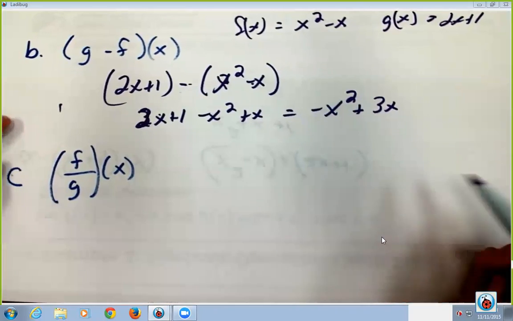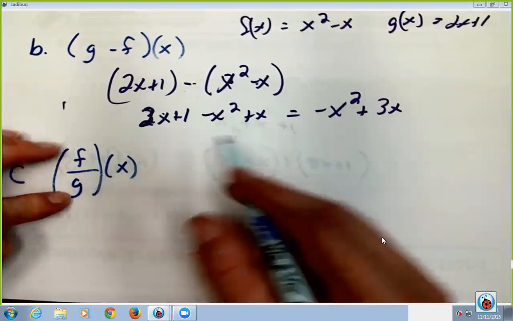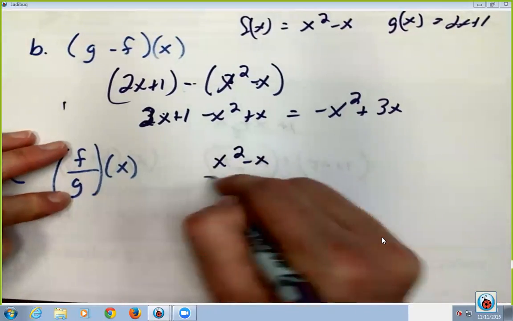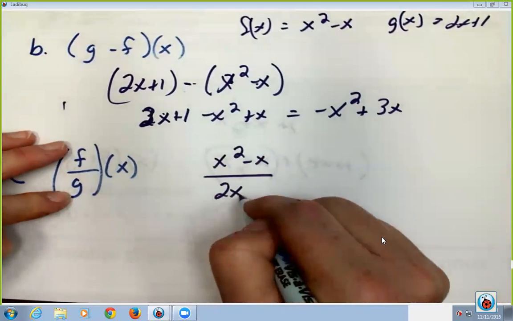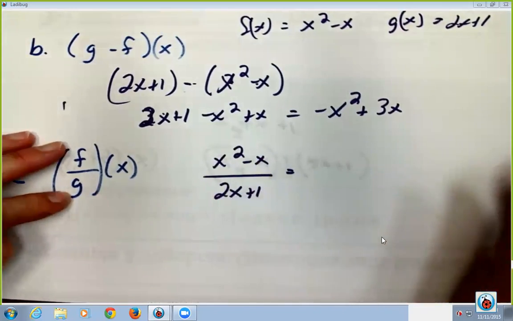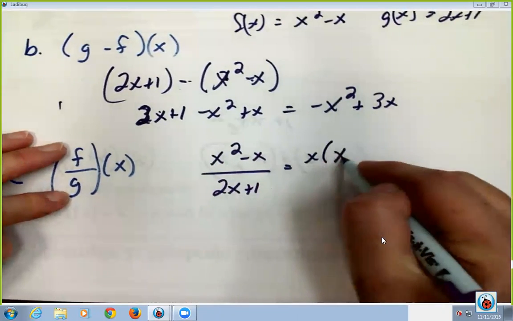And then the last one, f divided by g. So x squared minus x all over 2x plus 1. I can factor out an x in the top, but it's not going to help me.